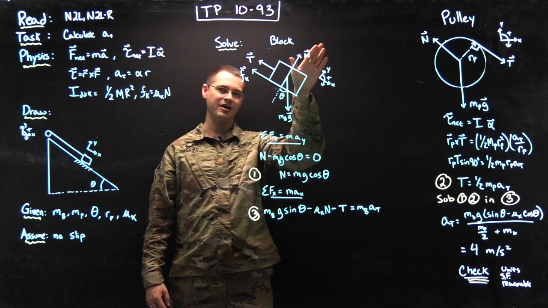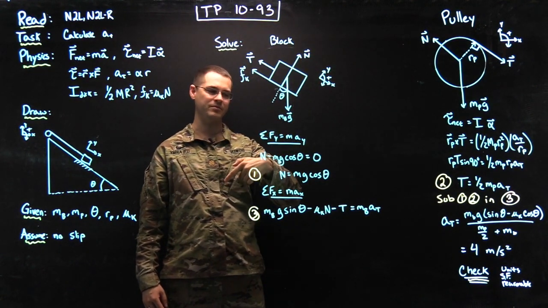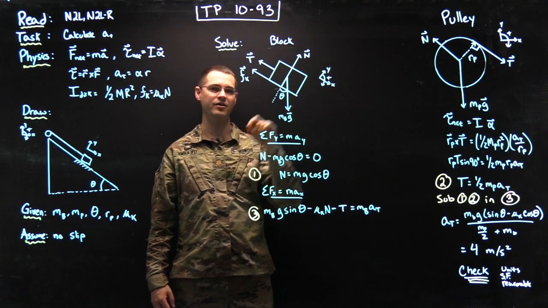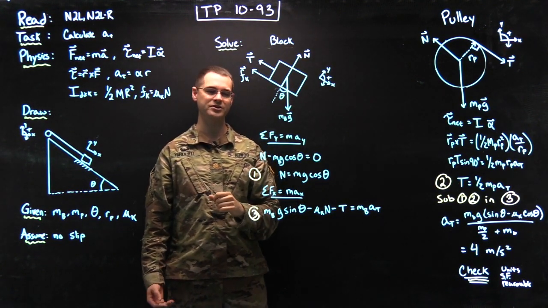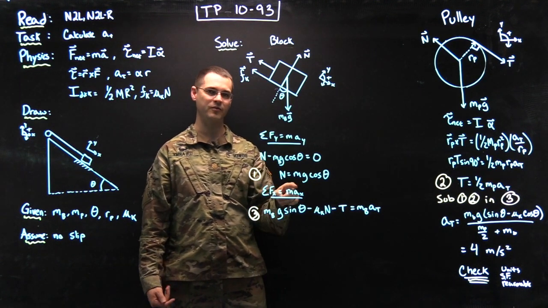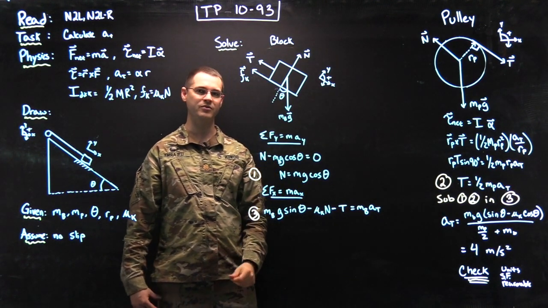Because the block is not taking off into outer space or going through the ramp, it's not accelerating in our chosen y direction. Therefore, the mass times acceleration in the y direction is 0, which means that the normal force is our component of the weight force.